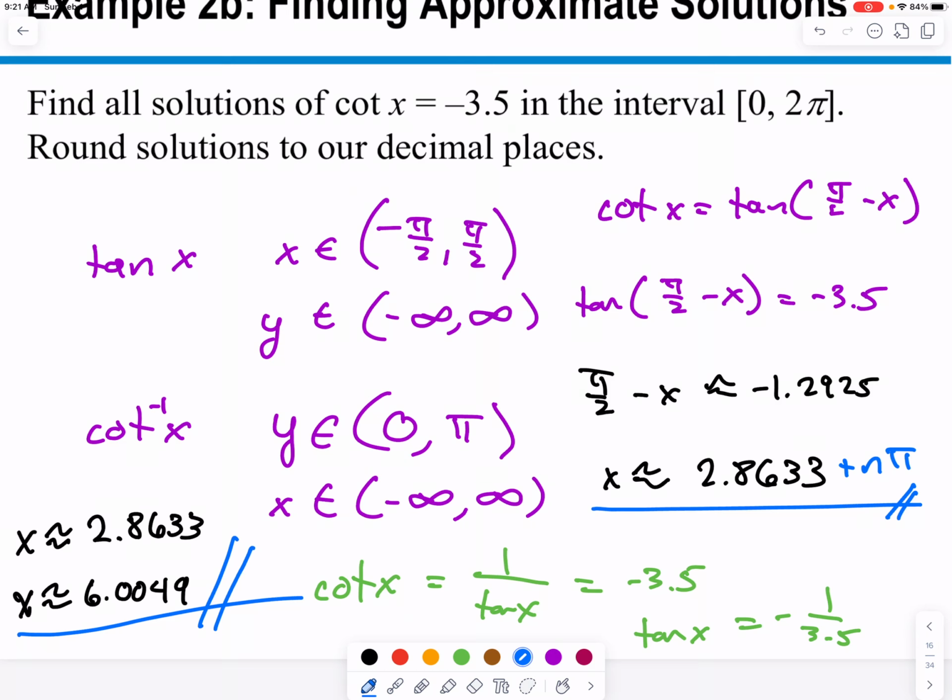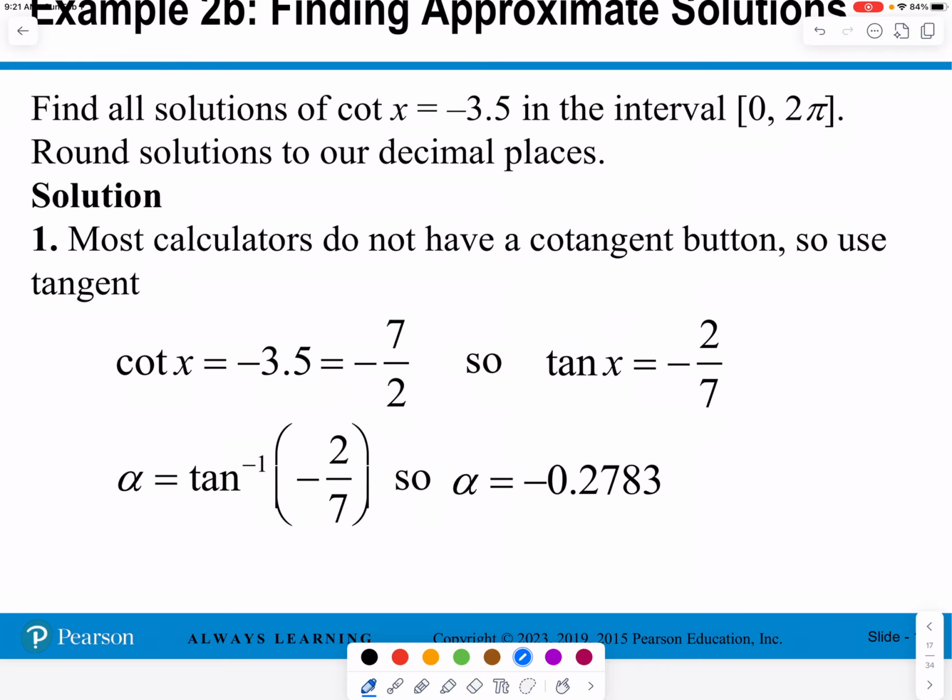Let's compare it to our prepared notes and we'll get to the bottom of it. Let's see what's going on here. So most calculators do not have a cotangent, so if cotan equals this, okay, they turned it into a fraction. That makes more sense. Tan of x equals a negative 2 over 7, right? Which is essentially what we got. Okay. So then our alpha, they got this negative. At one point, I know we got that. Let's keep going.